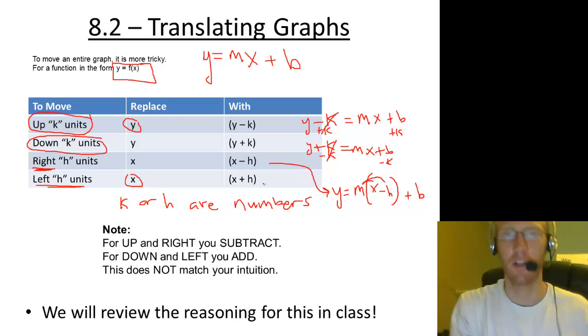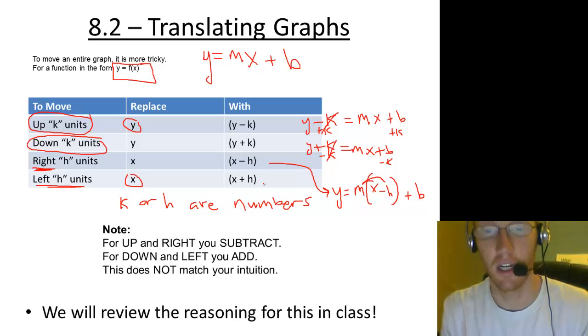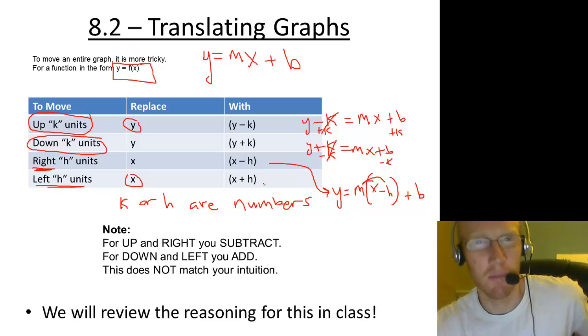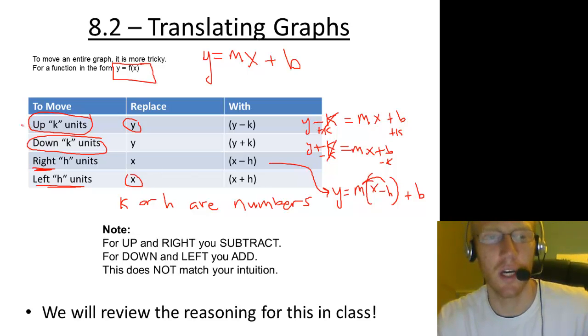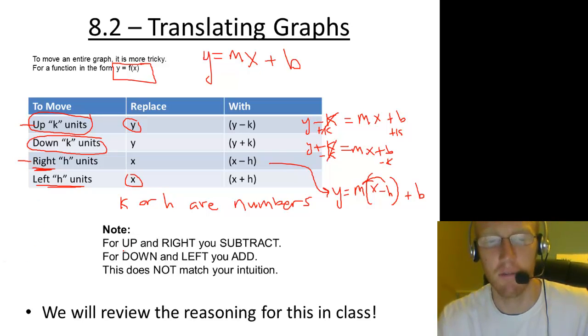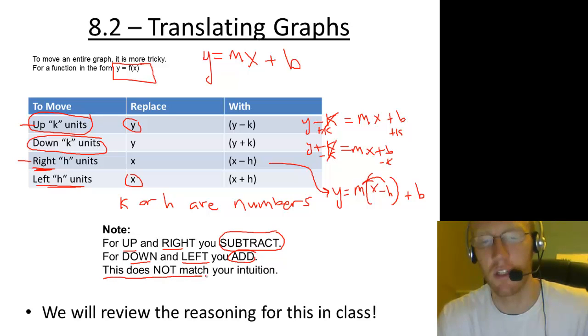You're just swapping out a certain variable for something else, y plus or minus k, or x plus or minus h. But it's sometimes hard to remember because when you're going up or to the right, you would naturally think that it would be positive because up and to the right are normally positive. But in this case, for up and to the right, you're going to be subtracting, whereas for down and to the left, you're going to be adding. So it's kind of the opposite of what your intuition was.